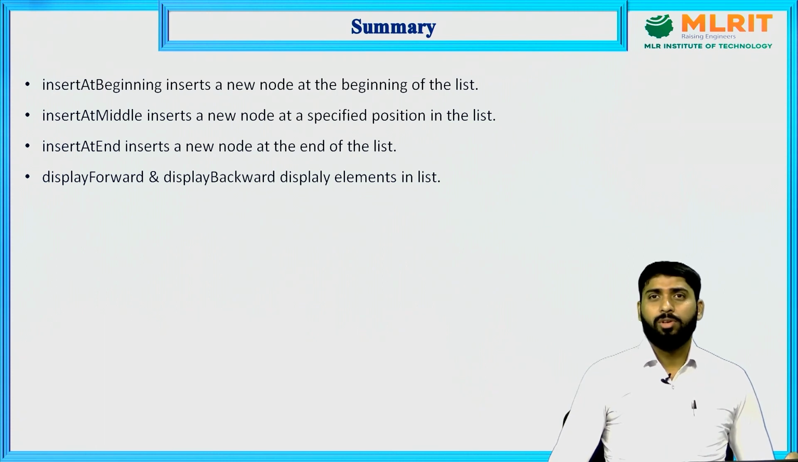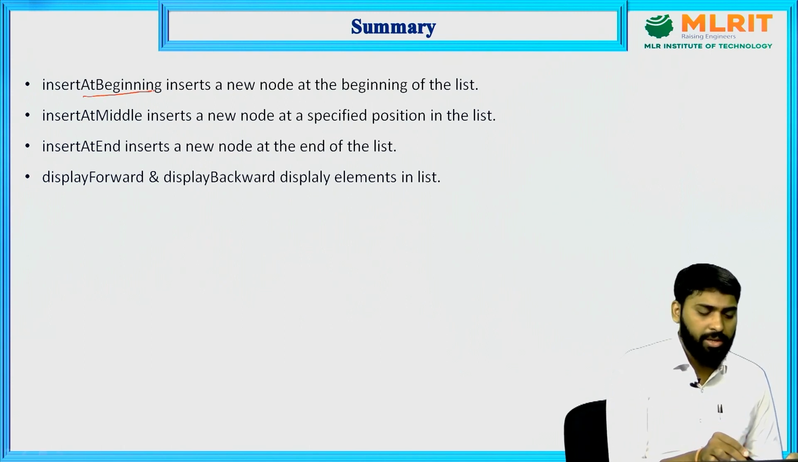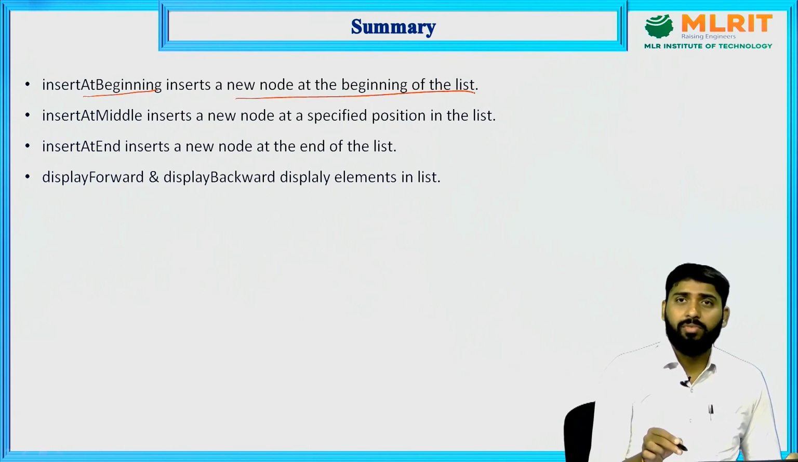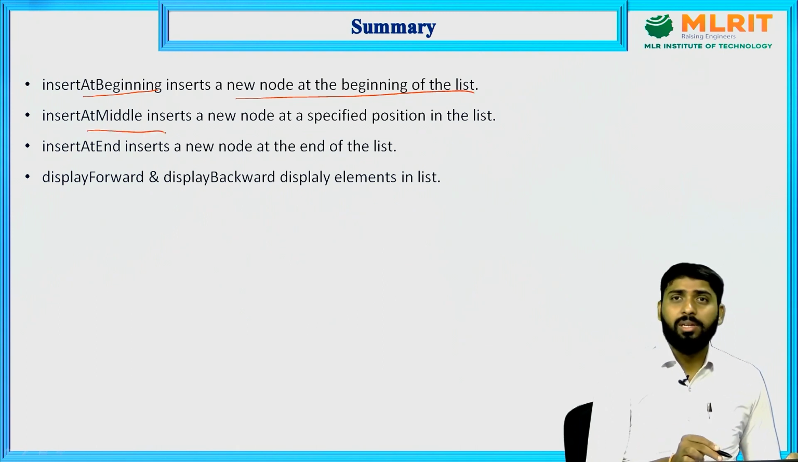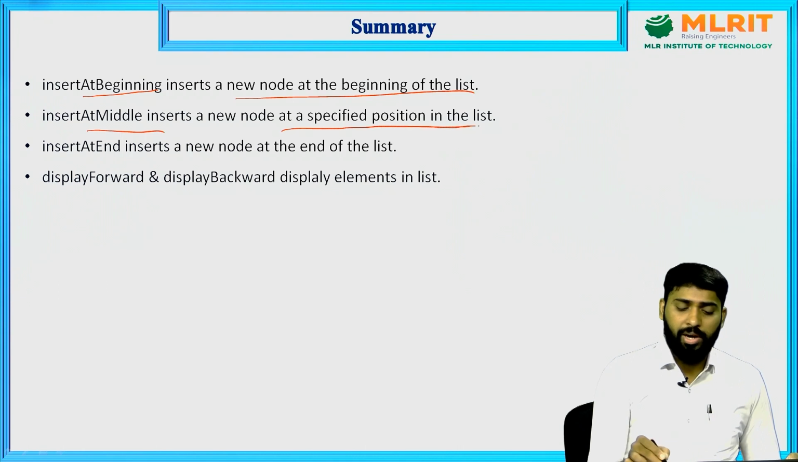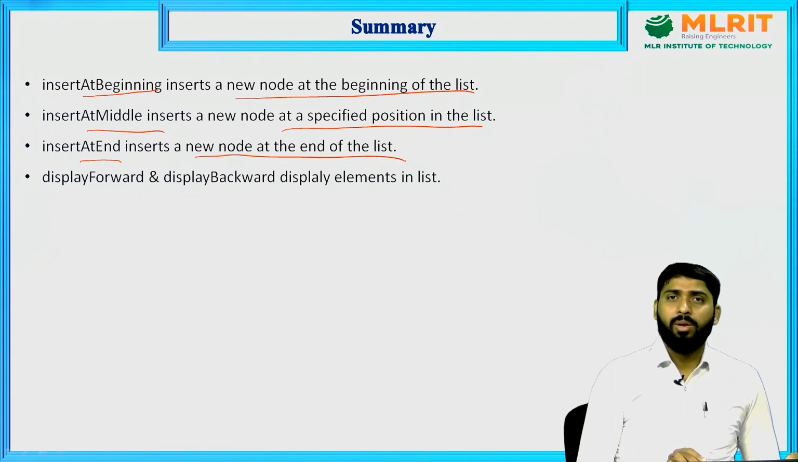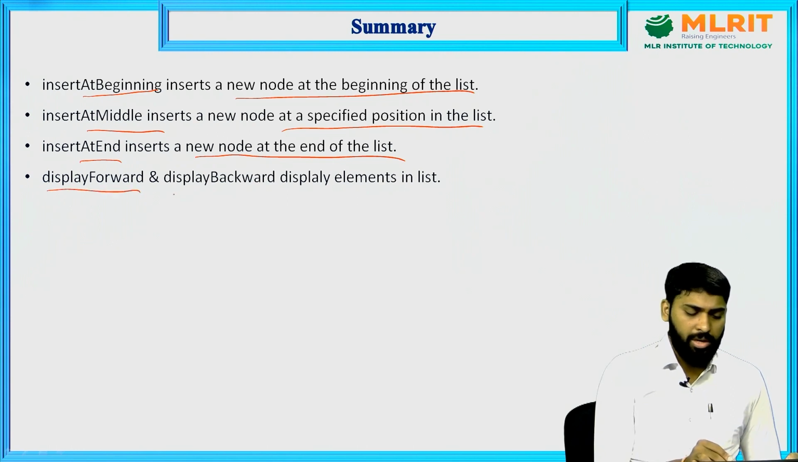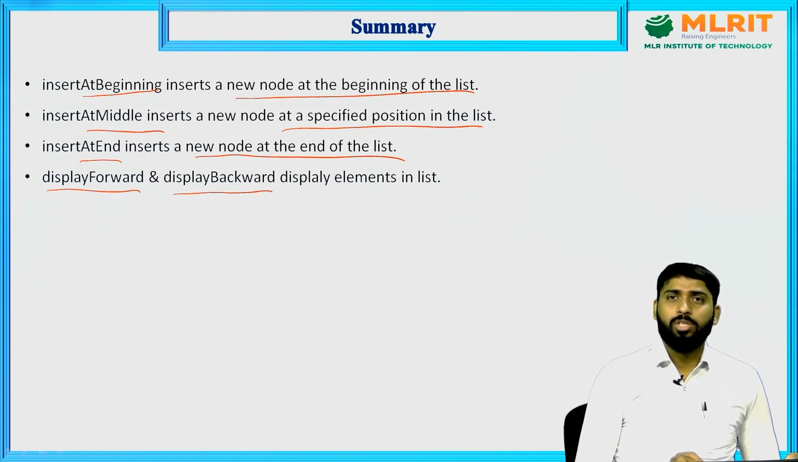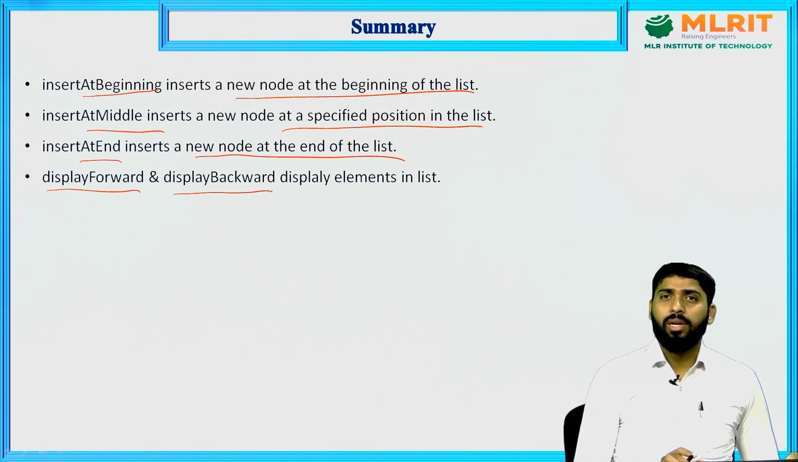Summary of today's topic: we discussed 5 functions. One is insert at beginning, to insert a new node at the beginning of the list; insert at middle, to insert a new node at a specified position in the list; and insert at end, inserting a new node at the end of the list. And we learned about 2 functions, display forward and display backward, to display elements in the list in forward direction and backward direction. In the next class we are going to learn how to delete nodes from the double linked list. Thank you.